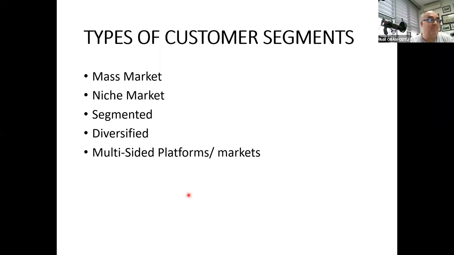And then finally, multi-sided platforms or markets, or you might call these marketplaces. These are where you have the sellers and the buyers, and you bring them together, and then you earn a commission in between. This might also be a way to identify your customer segments and serve them well.